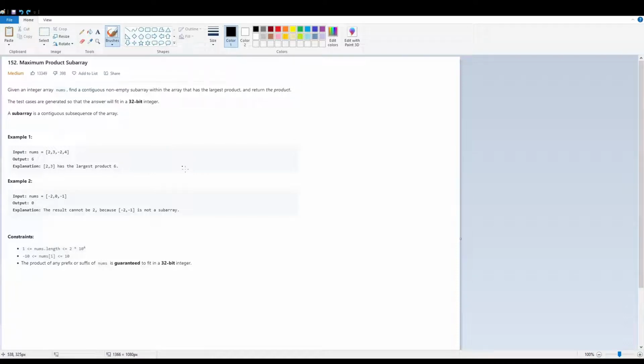Today I'm going to talk about LeetCode question number 152, maximum product subarray. Given an integer array nums, find the contiguous non-empty subarray within the array that has the largest product and return the product. A subarray is a contiguous subsequence of the array. So for example, this can be a subarray, but it cannot be broken into different pieces here. Like 2, -2, 4.